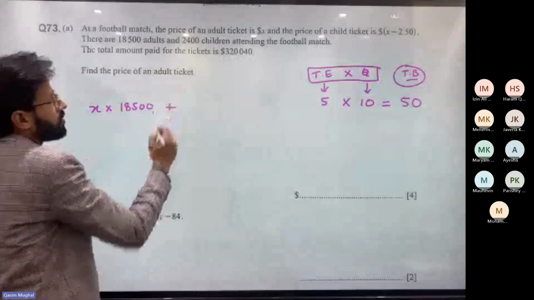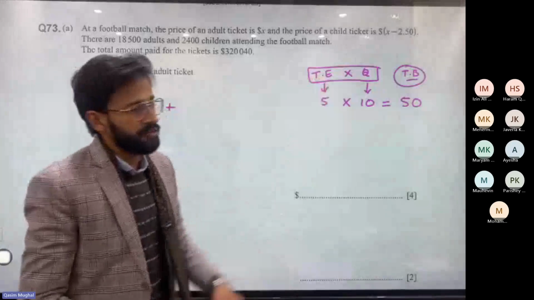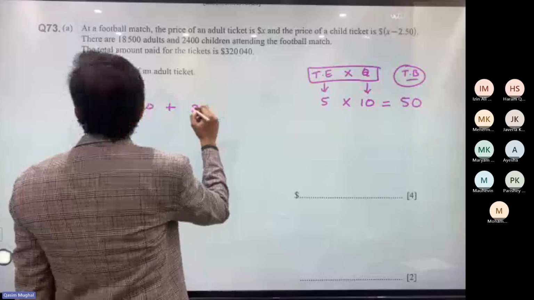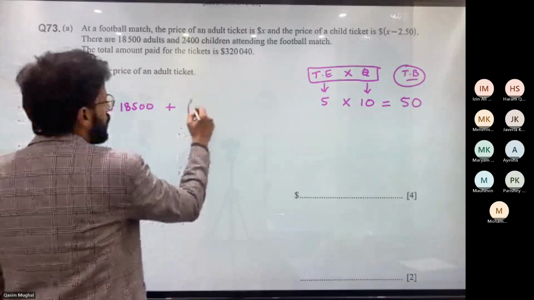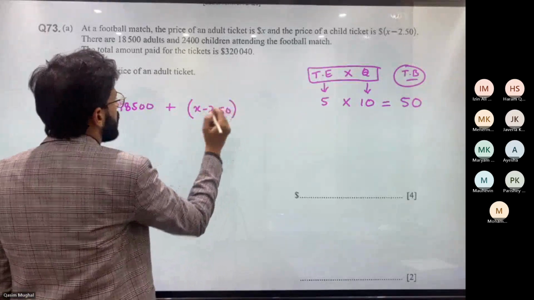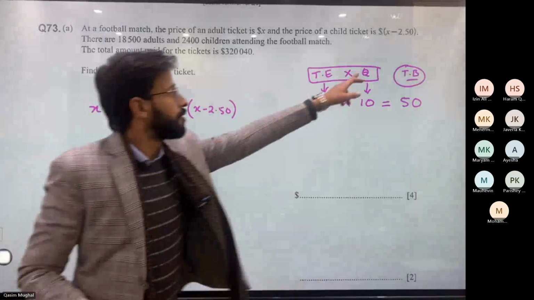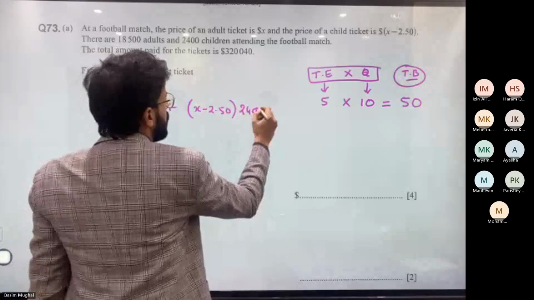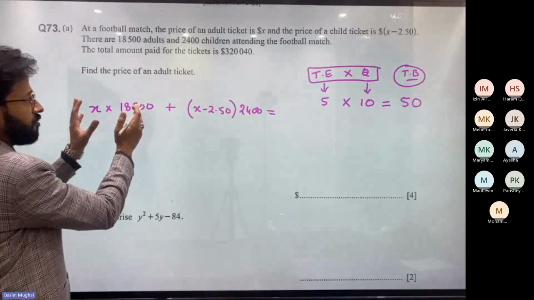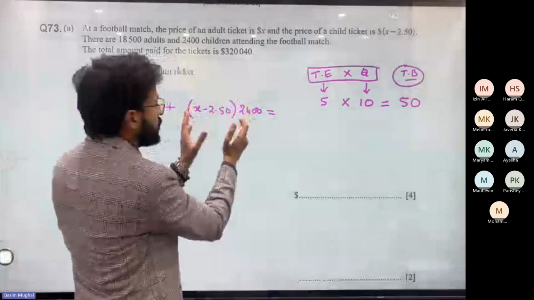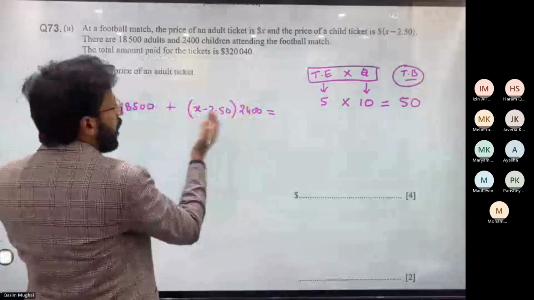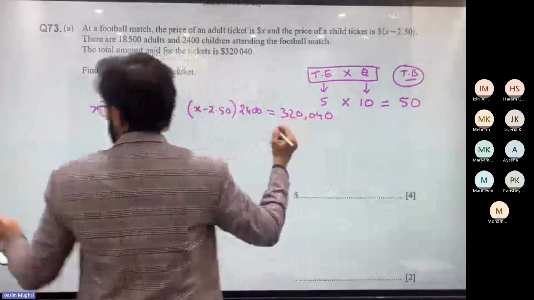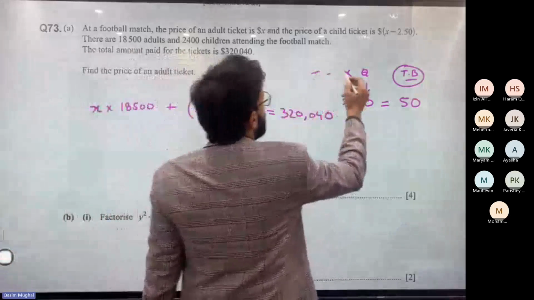This is the total collection from adults, plus the total collection from children. Same thing. The ticket for each, how much is it? x minus 2.50 times the number of children, 2,400. Total collection from adults plus total collection from children. Cumulative collection from everybody is $320,040. Okay, ये रफ वर्क पेश कर देते हैं.